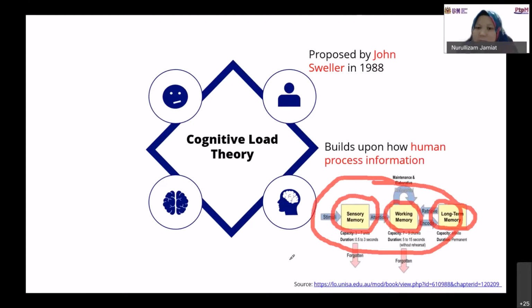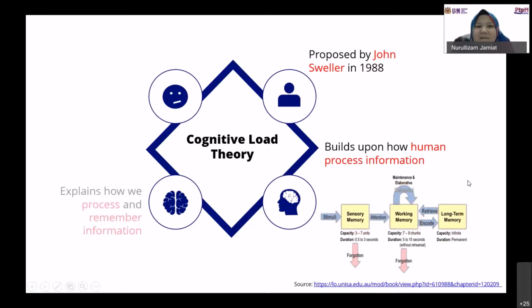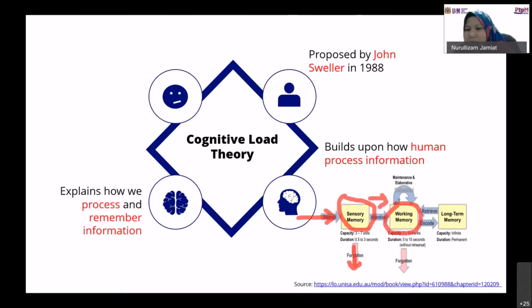So cognitive load theory builds upon how humans process information. Next, it explains how we process and remember information. It relates back to this figure. When we receive information, it comes to the sensory memory. Sometimes it will be forgotten, or if it's important to you, you will process it in the working memory, and then through rehearsal, through practice, you will store it in the long-term memory. That's a simplified version of how we process or remember information.